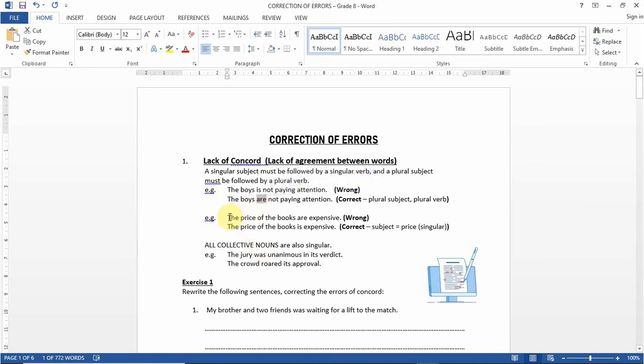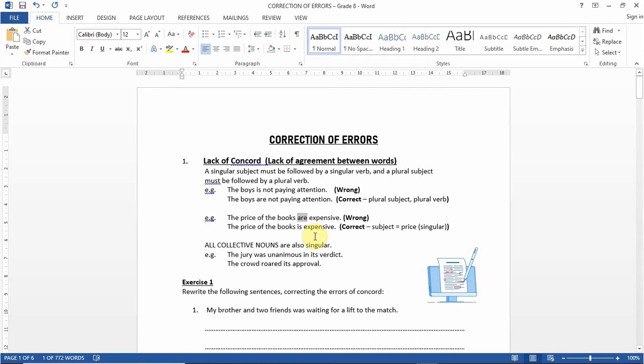The second example, the price of the books are expensive. One price, singular, but then are, like we've discovered over here, is plural, so that's not going to work. The price of the books is expensive. Okay, now there are a number of words that are always singular, always take a singular verb, like everybody, nobody, everyone, no one, etc. But we're not going to be looking at that now. We'll look at that in the later grades. Now we're just getting a basic idea of what concord is all about.